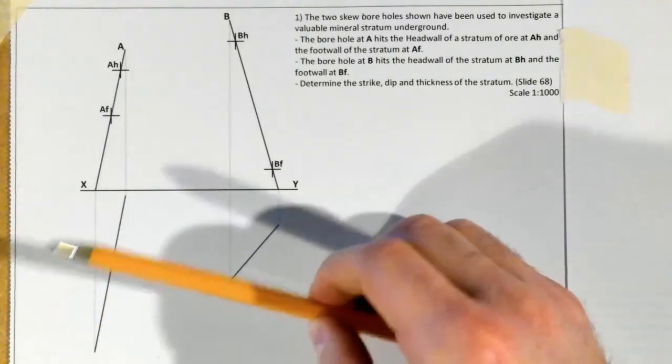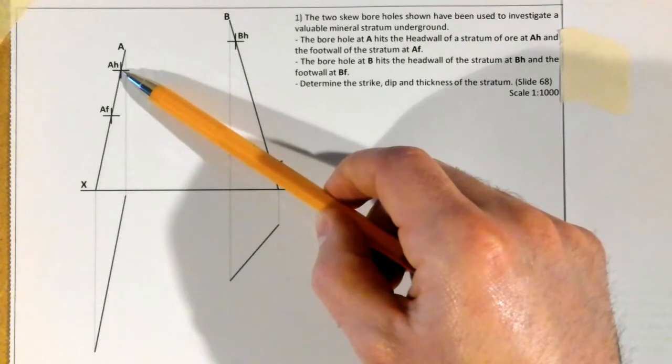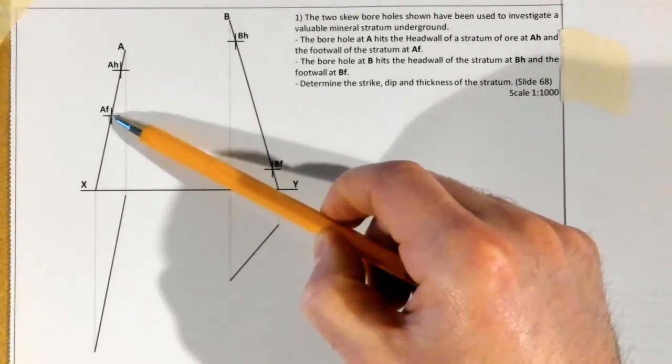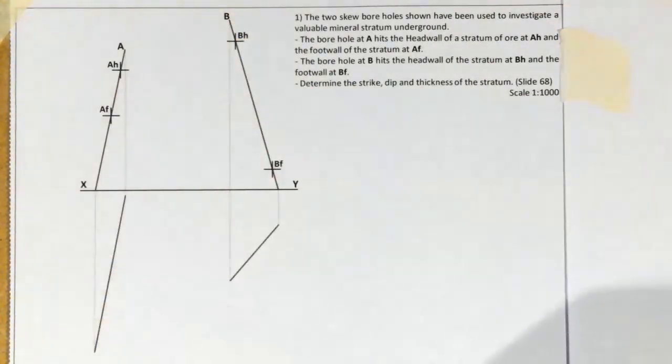So as it comes up, we can tell how far the headwall is down from where they drilled and how far the footwall is down. It all depends on the topography of the land around it. As miners drill down, they're not always going to be drilling straight down. Sometimes they're at an angle because they're on a slope and so forth.